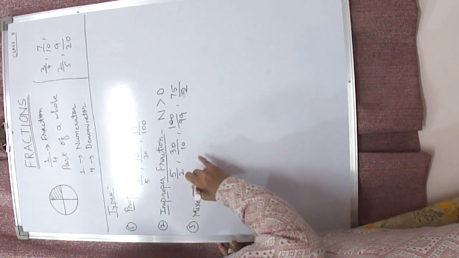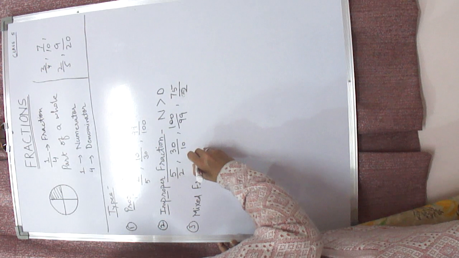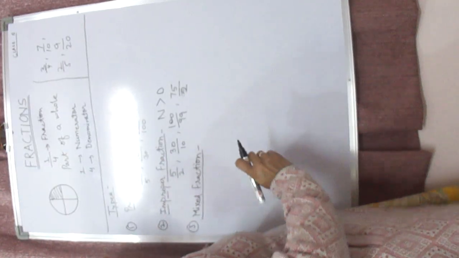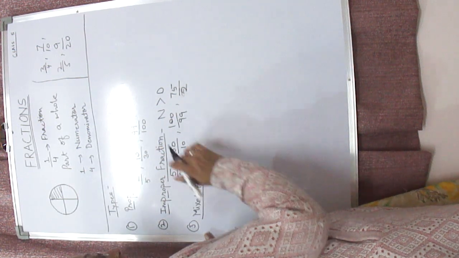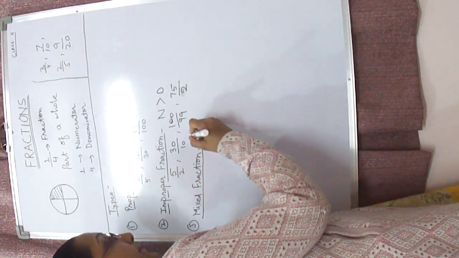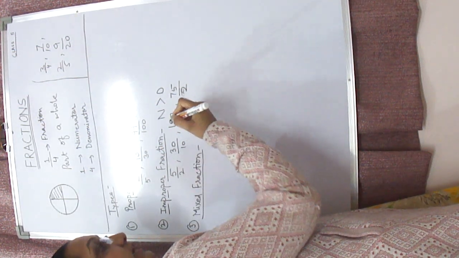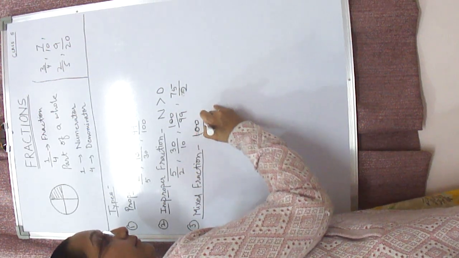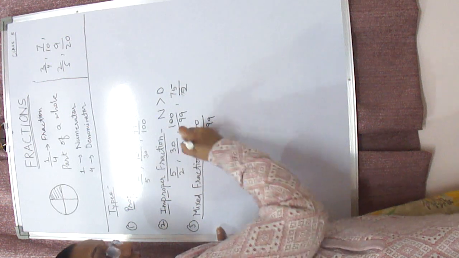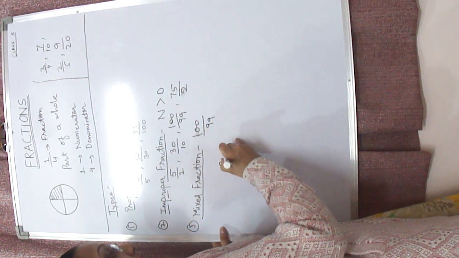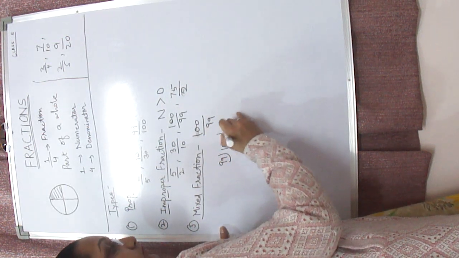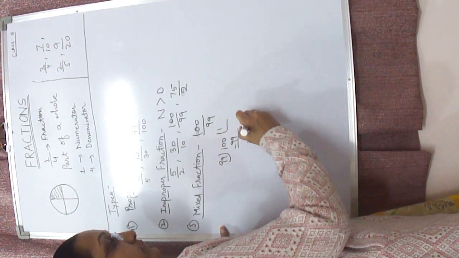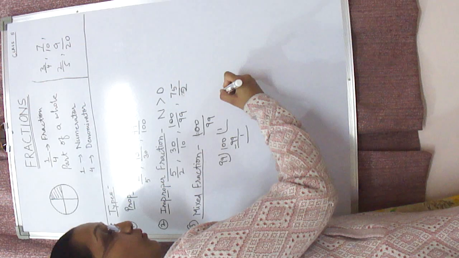What is mixed fraction? We get this mixed fraction with the help of improper fraction. Let us take an example here. Let's take this 100 upon 99. 100 upon 99, let us divide both of them. So 99 ones are 99, and 100 minus 99 is 1, my remainder.